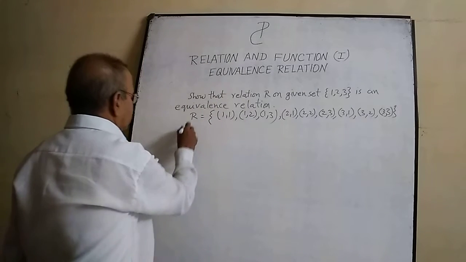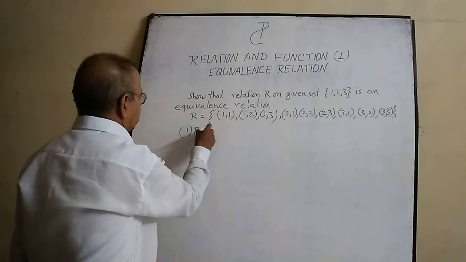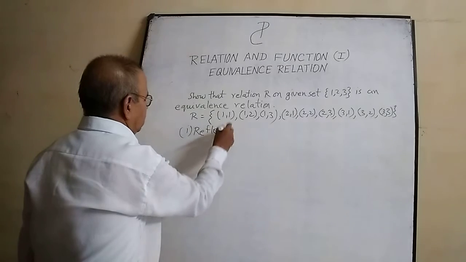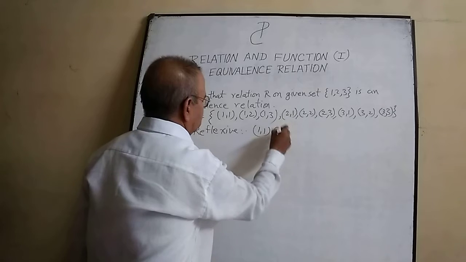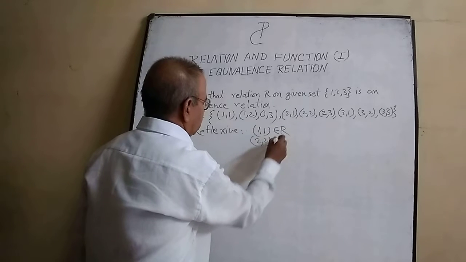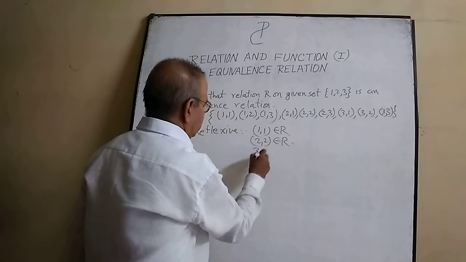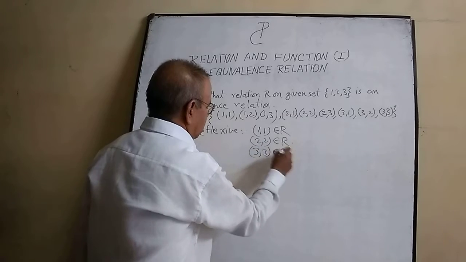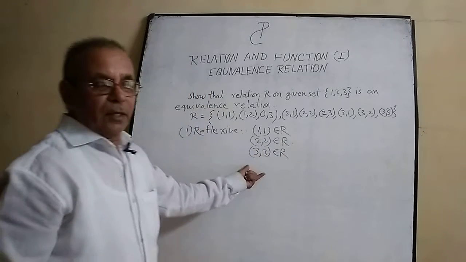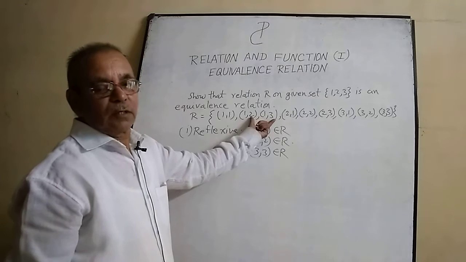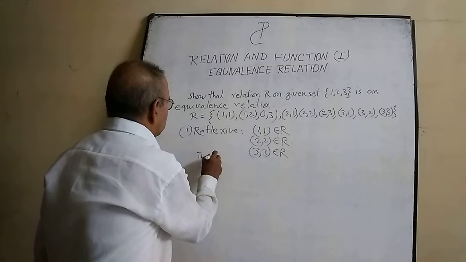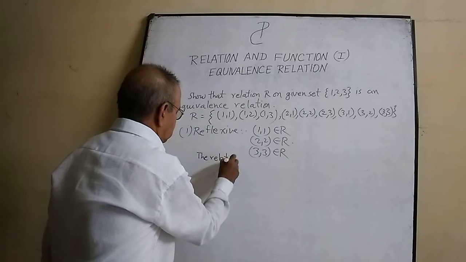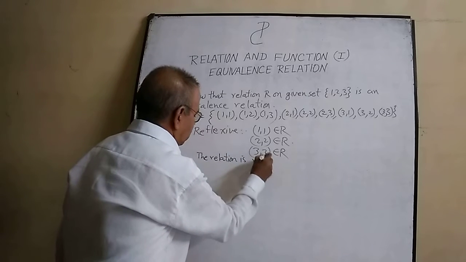First I consider the case of reflexive. (1,1) belongs to R, (2,2) belongs to R, (3,3) belongs to R. This means all these ordered pairs are also a subset of this R. So we can say the relation is reflexive.